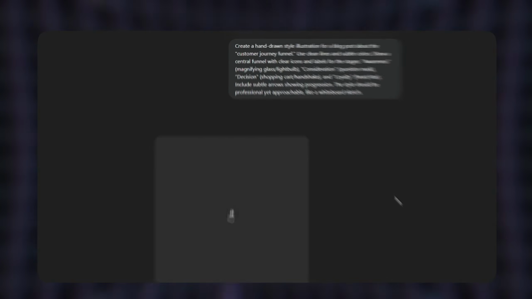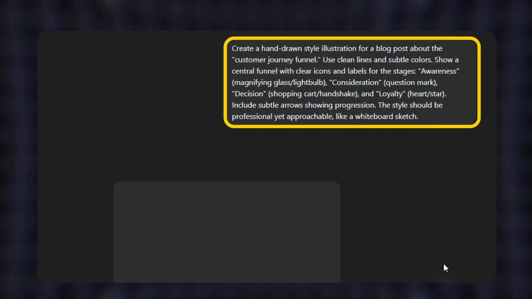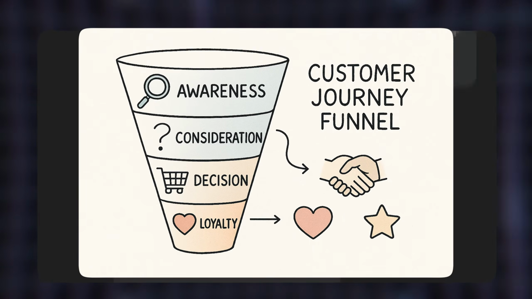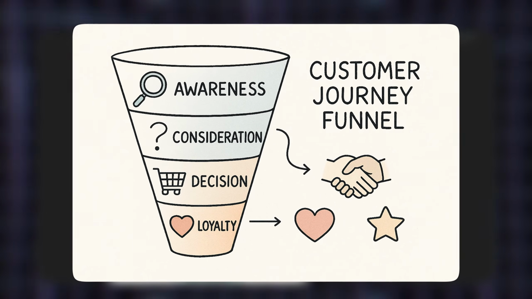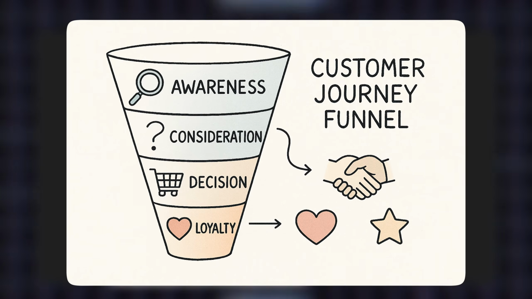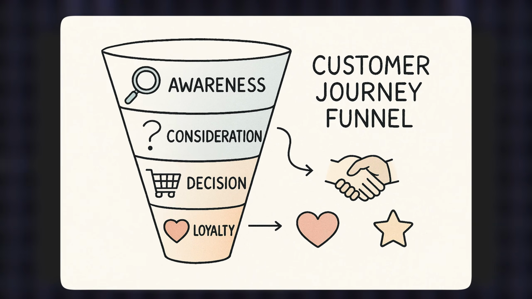If you have a text-heavy blog post explaining a complex marketing concept, you could ask ChatGPT for a hand-drawn style visual that simplifies the idea with icons, arrows, and clean labels to help break up the text and improve clarity.